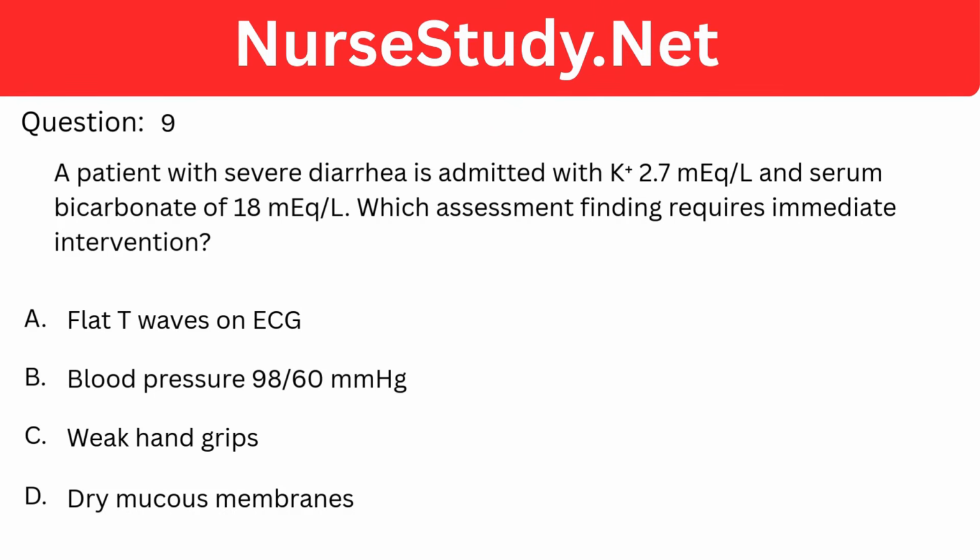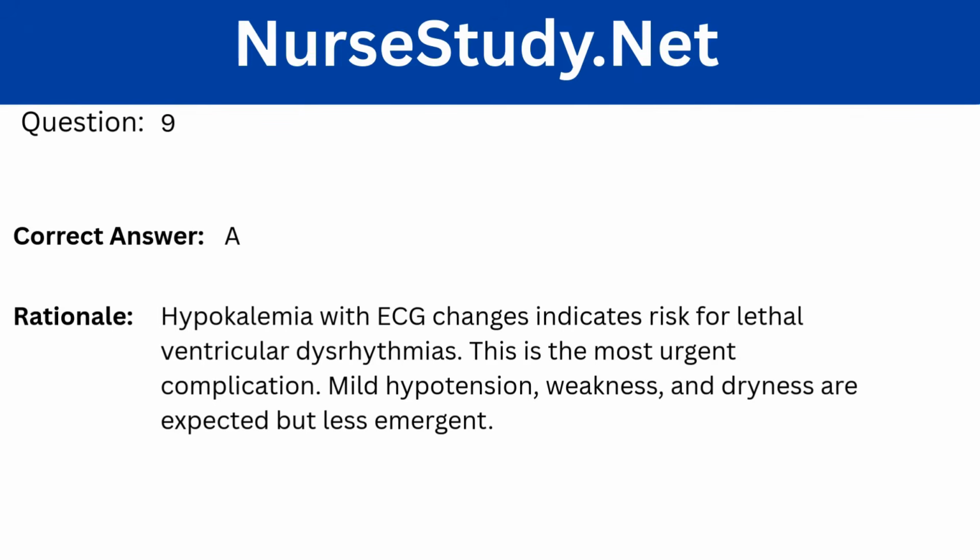Correct answer, A. Rationale. Hypokalemia with ECG changes indicates risk for lethal ventricular dysrhythmias. This is the most urgent complication. Mild hypotension, weakness, and dryness are expected but less emergent.